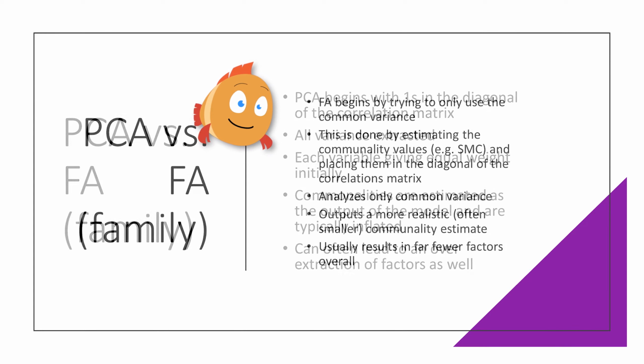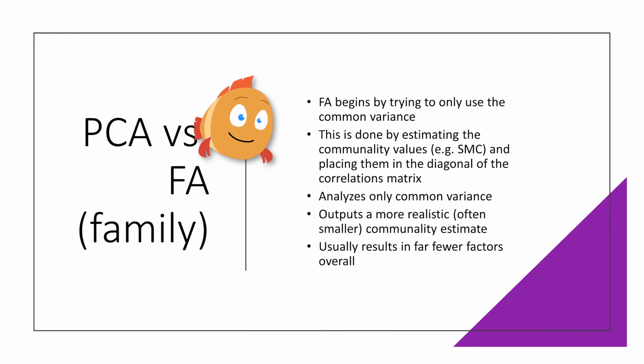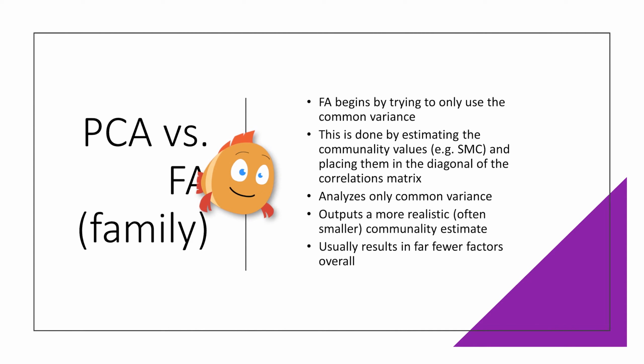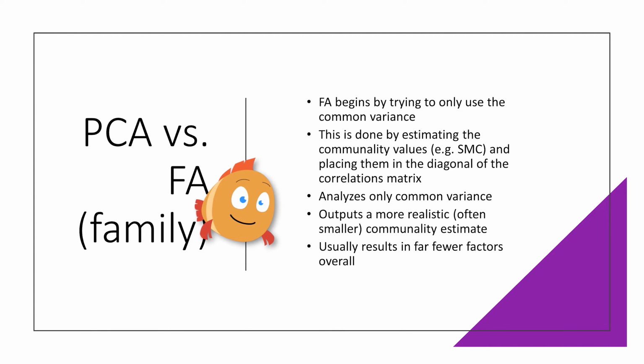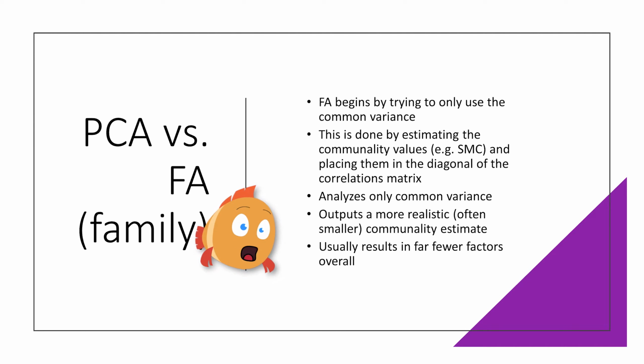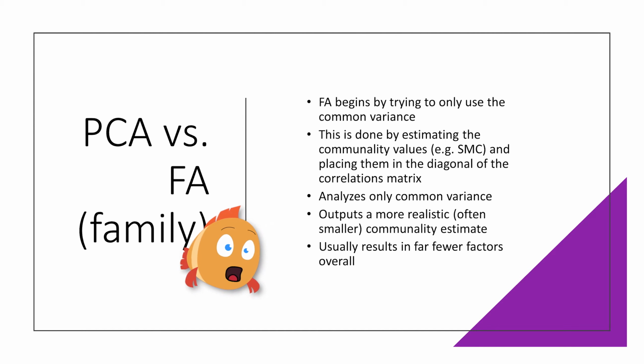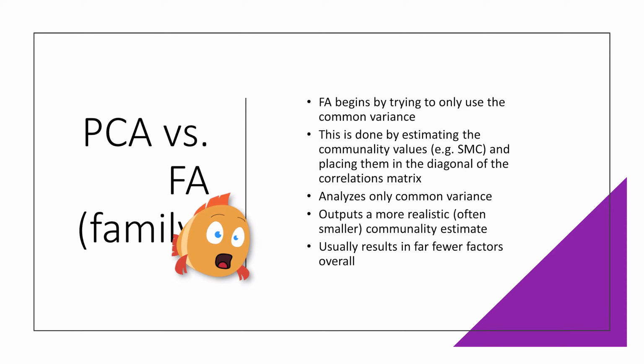Anything at all. Right. Factor analysis begins from a different approach, where its goal is to try and find the common variance. And this is done by estimating the communality. So remember that SMC, and then placing it on the diagonal of the correlation matrix. So the diagonals are not 1, like they are for PCA. And then it analyzes only the common variance, only the stuff that all the items have in common. And its outputs typically are more realistic and smaller for their communality estimate. And usually this results in far fewer factors.